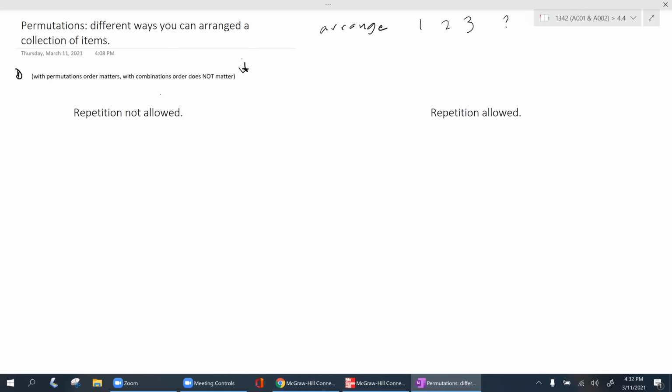The first example I'm going to look at is how many different ways can I arrange the numbers 1, 2, and 3? You may be saying, hey, how is this applicable? Let's just say that you have these action figures. You have a Transformers there, you have a Godzilla there, and you have Iron Man on the last one.